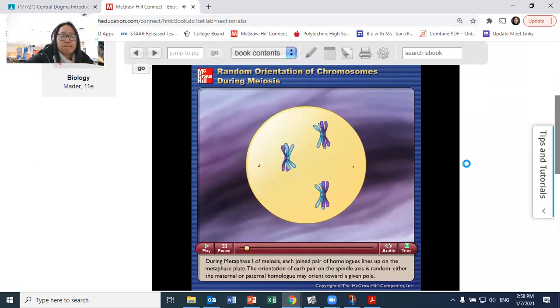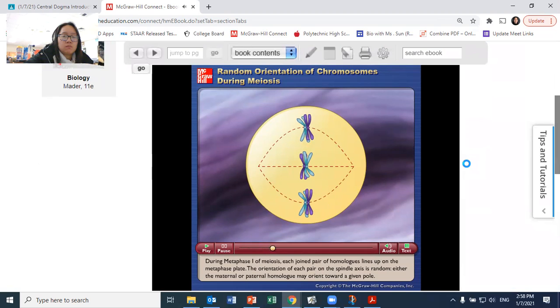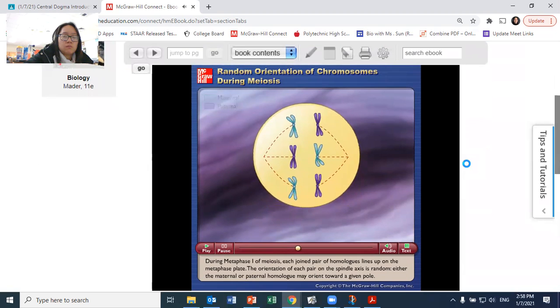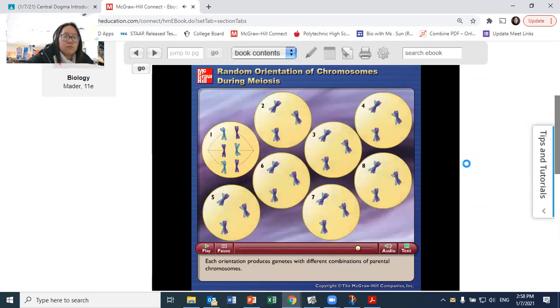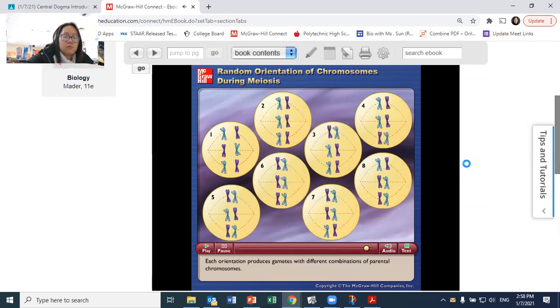During Metaphase 1 of meiosis, each joined pair of homologs lines up on the metaphase plate. The orientation of each pair on the spindle axis is random. Either the maternal or paternal homolog may orient toward a given pole. The number of possible chromosome orientations equals 2 raised to the power of the number of chromosome pairs. In this hypothetical cell with 3 chromosome pairs, 2 to the 3rd, or 8, possible orientations exist. Each orientation produces gametes with different combinations of parental chromosomes.